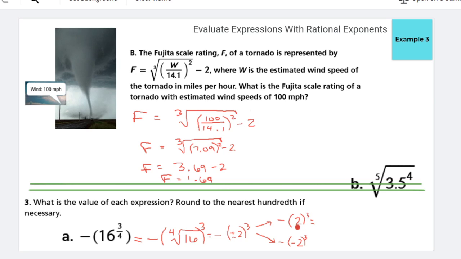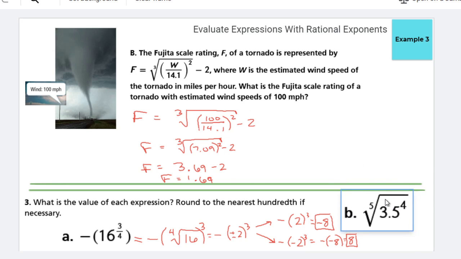Alright, so checking this out. 2 cubed is 8, and there's a negative there, so this is negative 8. Here, negative 2 cubed is actually a negative 8. So I'm looking at negative 8, which is a positive 8. So there's my 2 solutions.